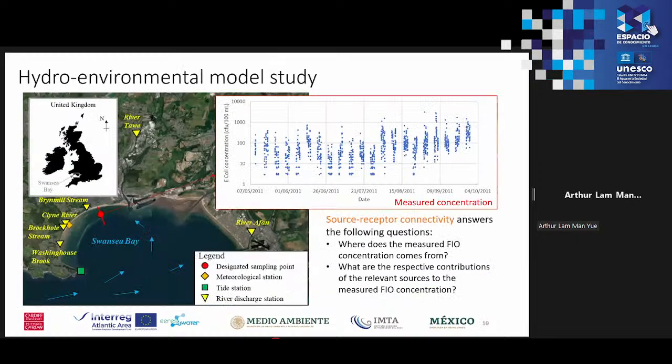To have a better understanding of the transport and fate of FIO, we conducted a hydroenvironmental model study. It answers the question of where the source is for a measured FIO concentration and what the contributions of the respective sources are to the concentration at the measured point.